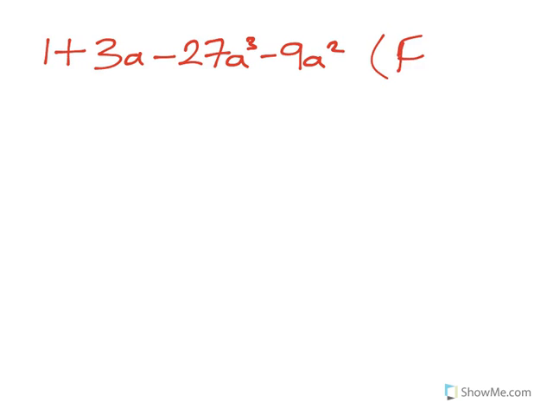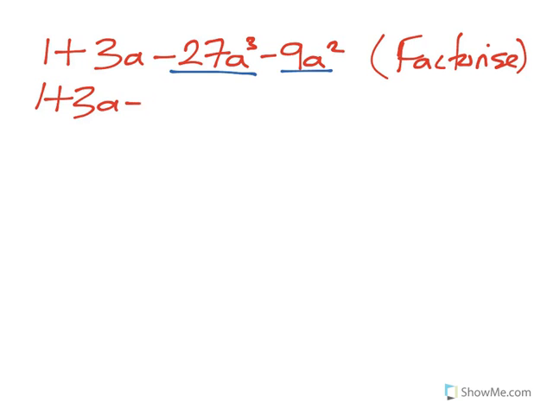Let's look at another question. You're supposed to factorize completely. Looking at it, you can recognize that there is something common between 27a cubed and 9a squared. So if I factorize those, I will have 1 plus 3a minus, because negative is common outside, I put a bracket.